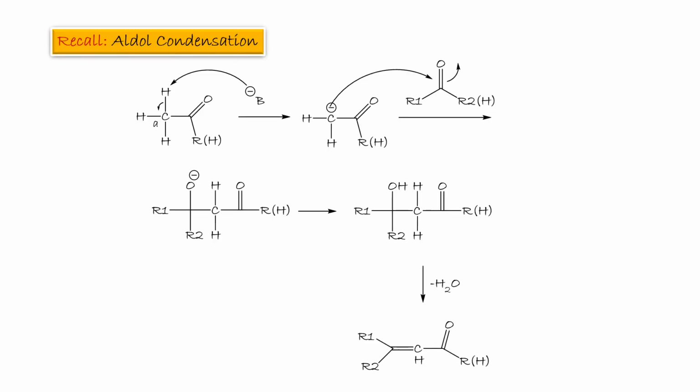If we recall aldol condensation, if we have an aldehyde or ketone with alpha hydrogen in basic condition, it forms an enolate anion. The anion will attack another carbonyl species to form an anion, O with a minus, then proton transfer, then dehydration to form an alpha, beta-unsaturated carbonyl.